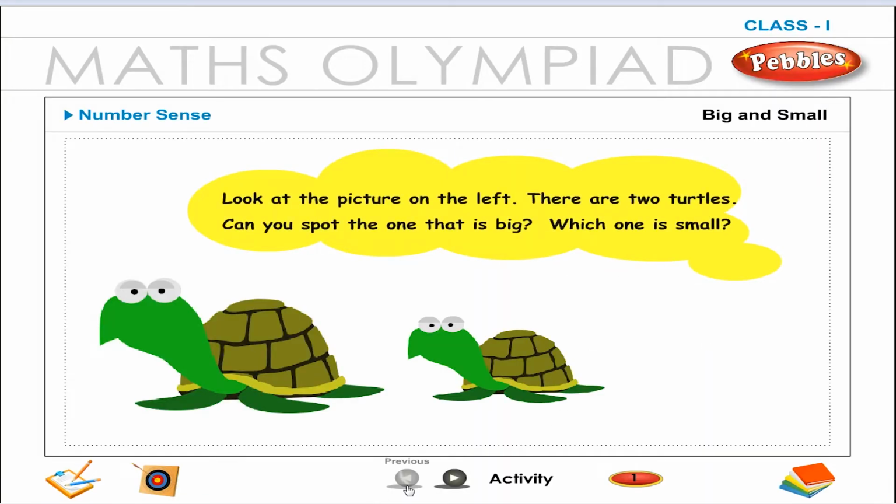Number sense. Pre-number concepts. Big and small.